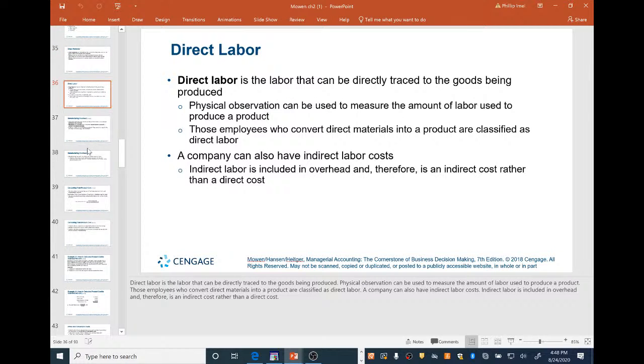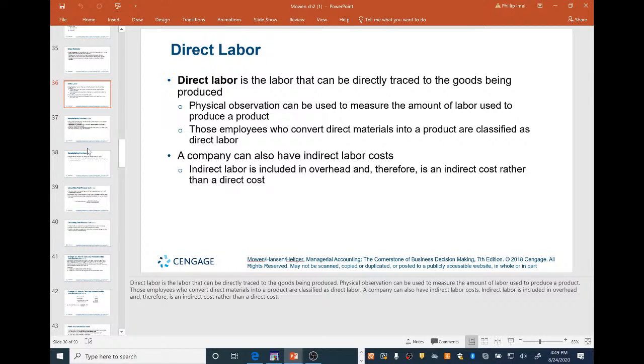Direct labor can be directly traced to the goods being produced. Once again, physical observation can be used to measure the amount of labor used to produce a product. So if we're watching an assembly line and we have these different workers out there, we can keep track, with them clocking in and clocking out, of how much labor it's actually taking to produce these units, right? So that's another thing that we can physically observe. Those employees who convert direct materials into a product are classified as direct labor. So the employees that we can tie directly to that process from point A of the raw materials to point B of the finished product, all those employees involved in all those processes, we can just tie that into direct labor, right?